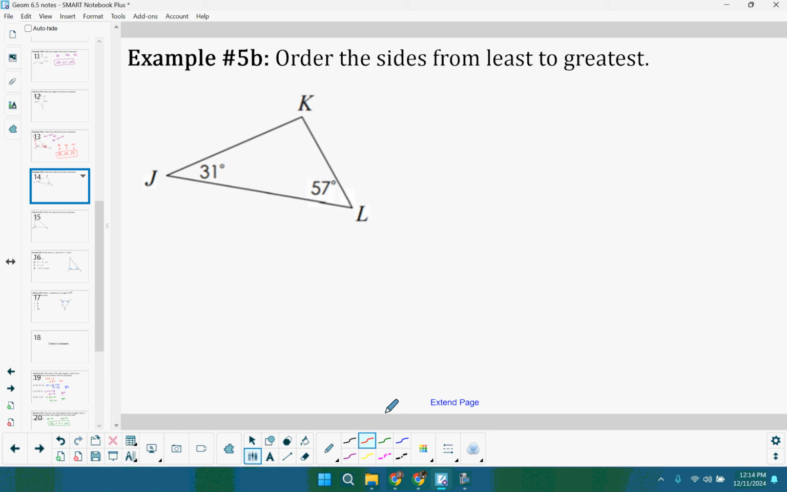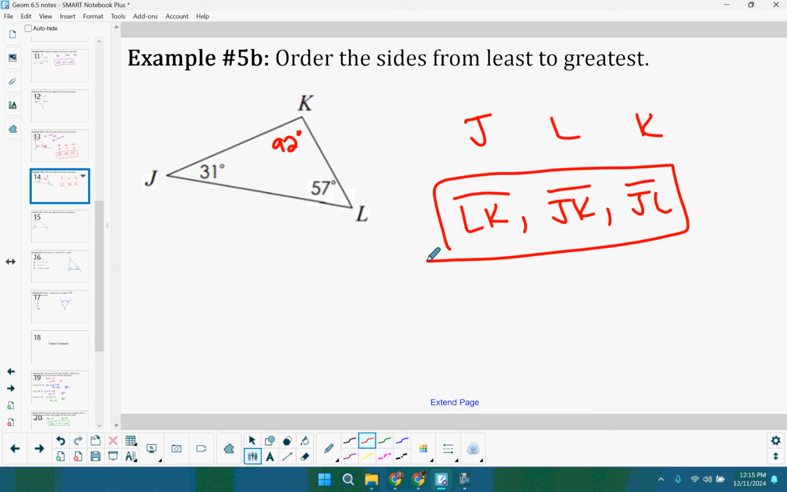So let's try another one. Let's order the sides from least to greatest. I know I already have 31 and 57, which is 88 degrees. So taking that away from 180, we get 92 degrees. So my smallest angle was J, then we had L, then we had K. So the 2 letters not used here were L, K. The 2 letters not used here were J, K. And the 2 letters not used here were J, L. It's also okay to have it flipped around. LK is the same thing as KL. That's not going to make a difference for naming our sides.